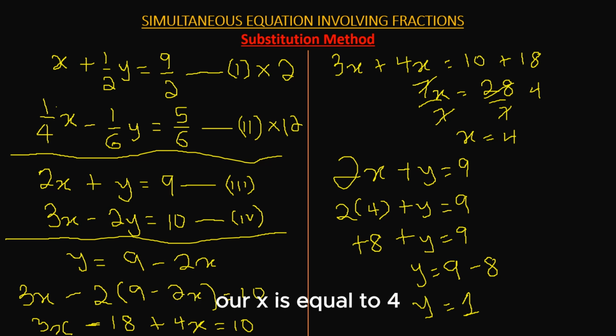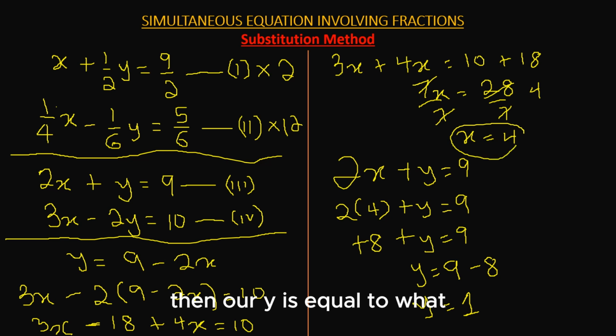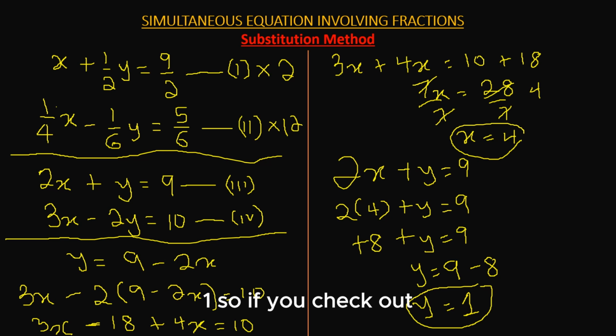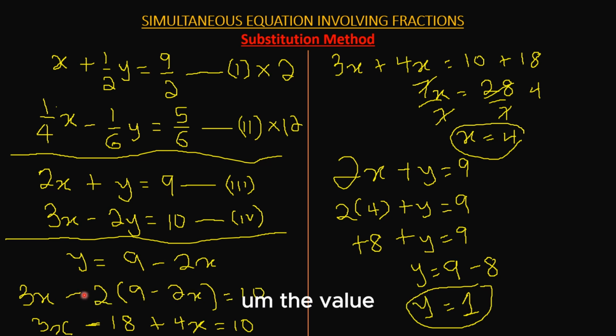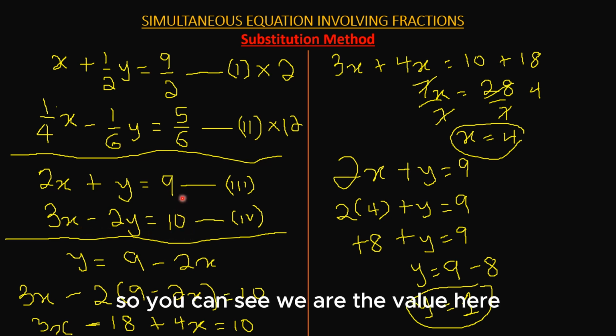Our x is equal to 4, and our y is equal to 1. If you substitute these in any of the equations, you're going to get the value. So 2x, since x is 4, 2 times 4 is 8, plus 1 is 9. Then 3 times 4 is 12, and 12 minus 2 times 1, which is 2, gives us 10. So you can see the values gave us the answer.